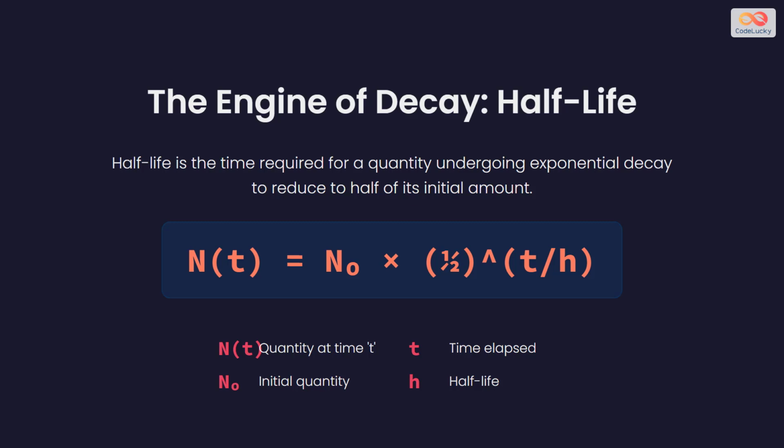Now for the other side of the coin, decay. The core concept here is half-life. It's the time required for something to reduce to half of its initial amount. The formula is very similar to doubling time. N(t) = N₀ × (1/2)^(t/h). N(t) is the final amount, N₀ is the initial amount, t is the time elapsed, and h is the half-life.